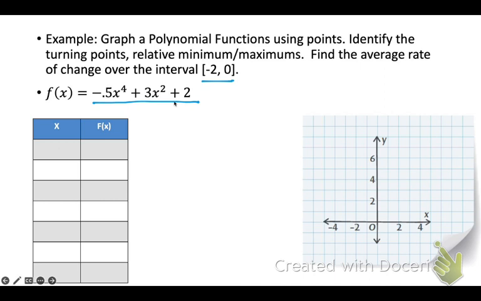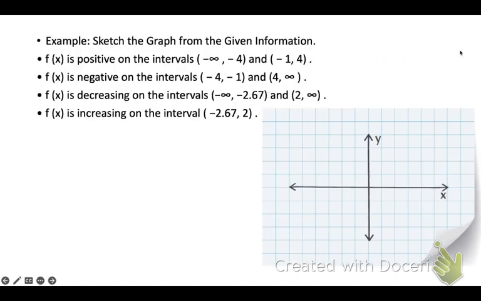What fraction is 0.5? 1/2. So this is really negative 1/2 x to the 4th plus 3x squared plus 2. Actually, you're not going to have to do those, though. Okay, we're going to do this one instead.